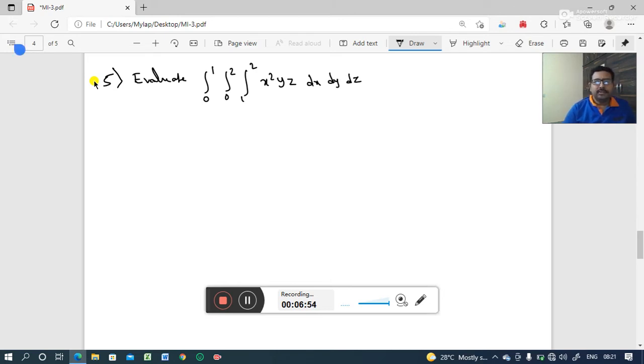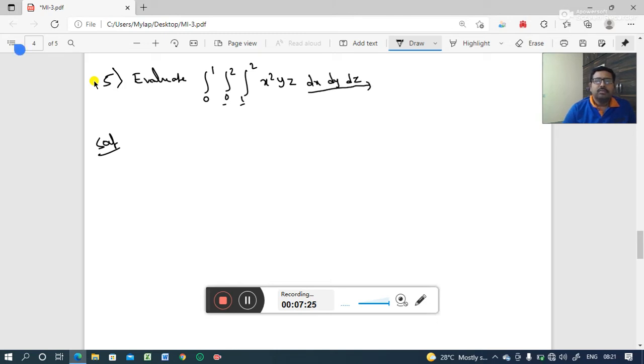See, it is related to 3 variables, right? So then the evaluation procedure is the same as a double integral. Here also you need to focus on the limits. The first integral limits are from 0 to 1, the second from 0 to 2, and the third is from 1 to 2. So all the limits are constant limits. Therefore you are going to choose the order on the basis of this.